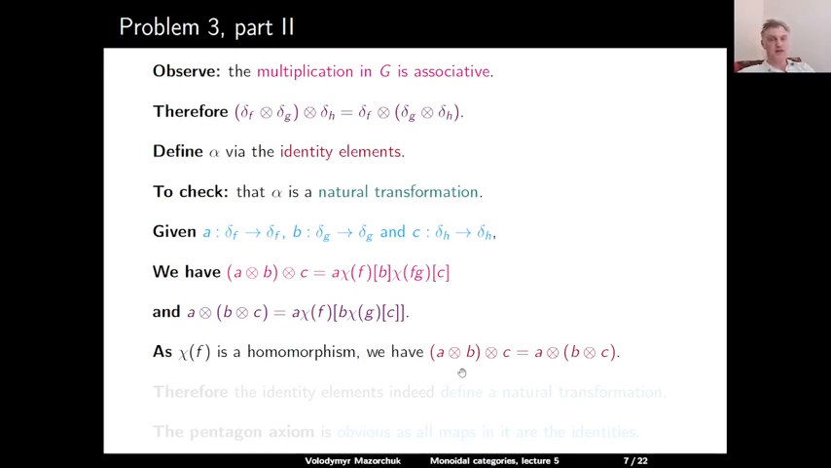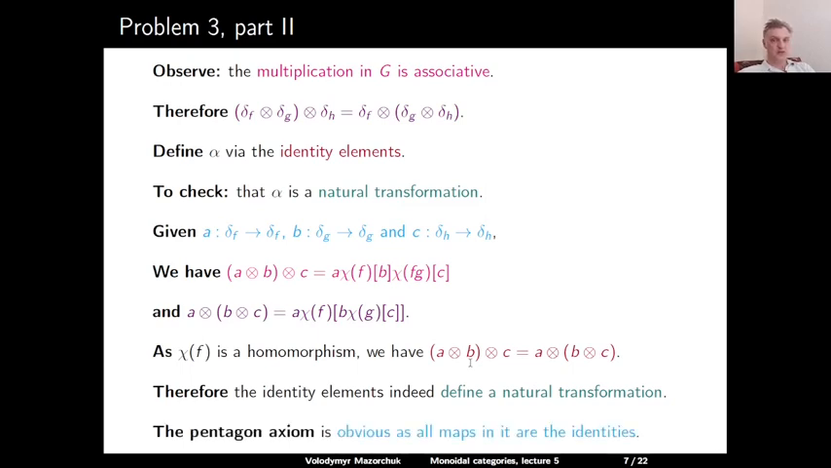So it follows that A tensor B tensored with C is equal to A tensored with B tensor C. And this implies that the identity elements which we have chosen for alpha indeed define a natural transformation between the two functors of different bracketing of the triple tensor product. So alpha is indeed a natural transformation, and then the Pentagon axiom is obvious because all maps in that axiom are given by the identities. And so both ways around the Pentagon diagram will be equal to the identity.